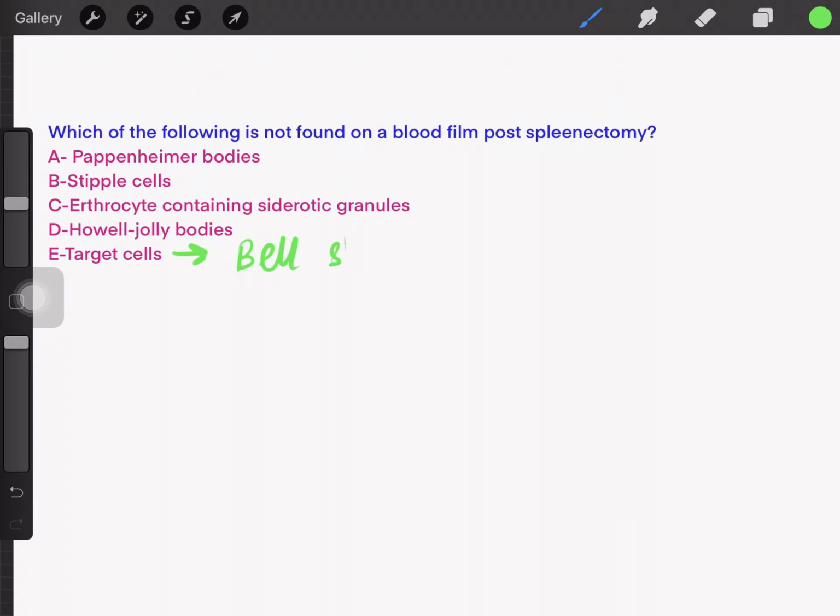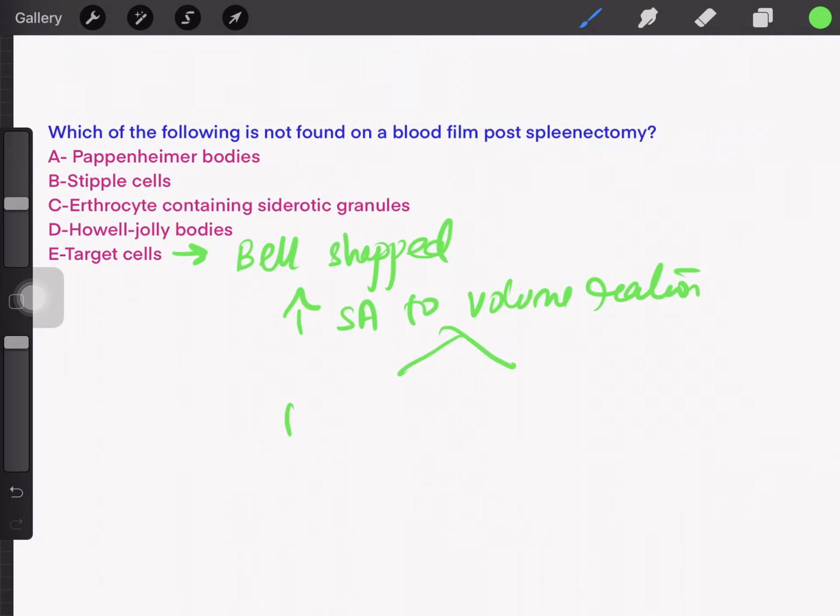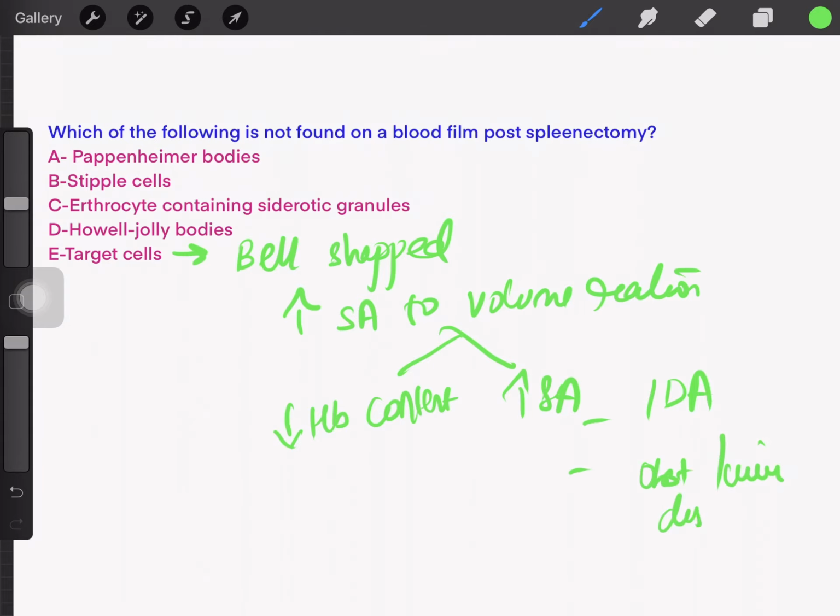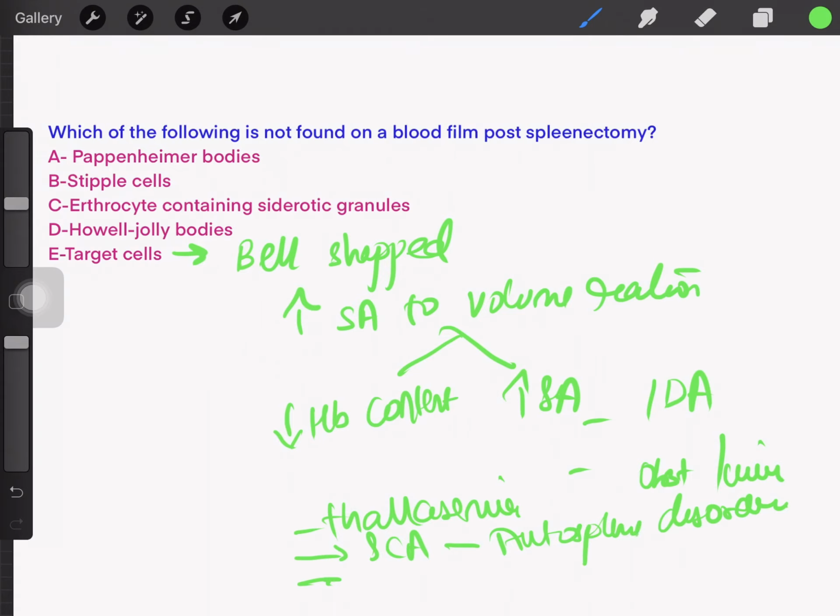In real life they are bell-shaped, and they occur like that because of an increased surface area to volume ratio, which can be because of reduced Hb content or increased surface area. Normally these cells are again removed, but in a post-splenectomy state they are not removed, and hence they are seen. They are seen in many diseases including iron deficiency anemia, obstructive liver disorder, thalassemia, and sickle cell anemia. Sickle cell anemia leads to autosplenectomy, hence they are also seen in sickle cell anemia.